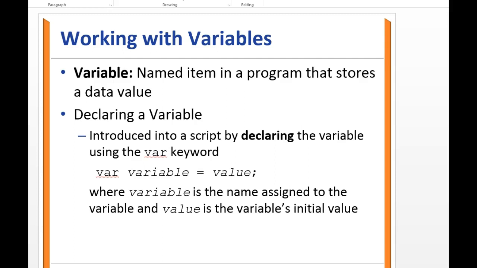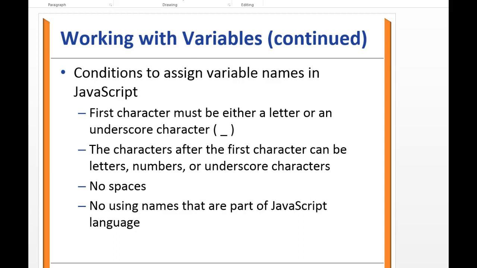So how to declare variables? Variables are introduced into a script by declaring the variable with var variable = value, where variable is the name assigned to the variable and value is the variable's initial value. So for example, we can have var currentDay equals maybe November 1st, 2017.